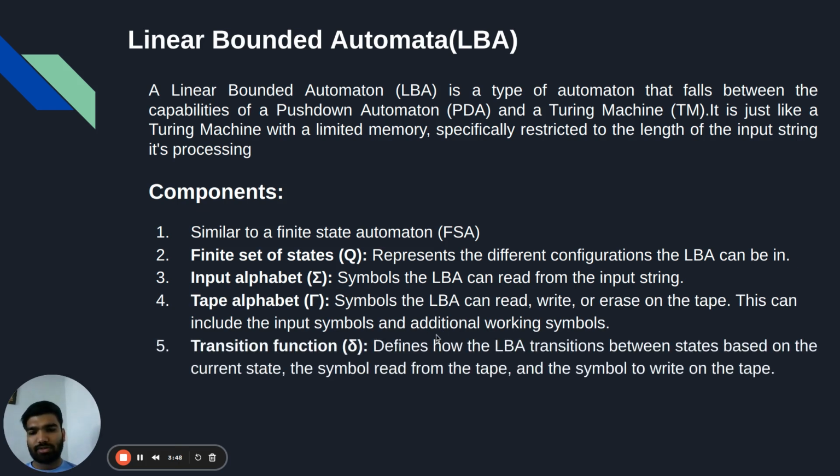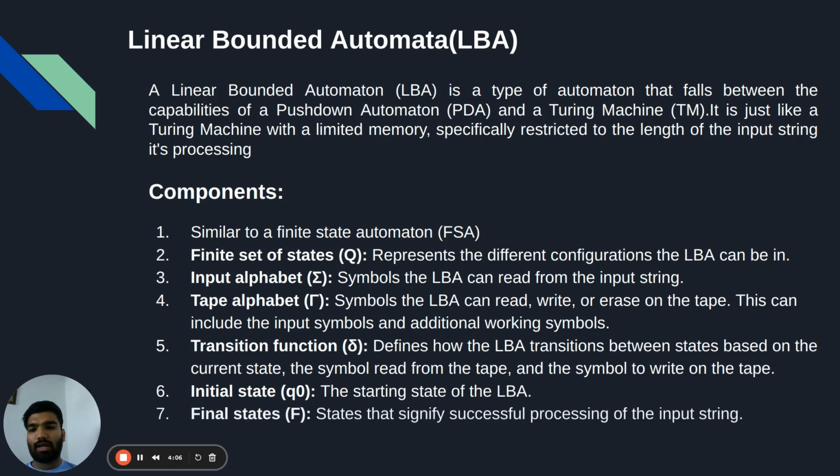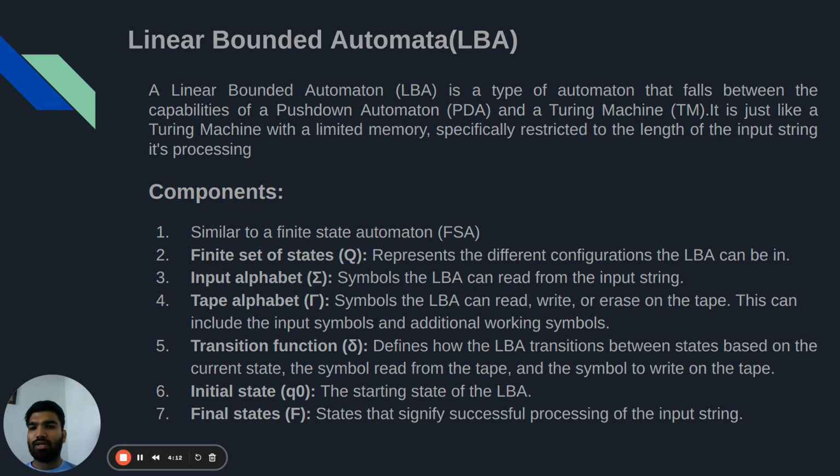Now the transition function delta defines how the LBA transitions between states based on the current state, the symbol read from the tape and the symbol to write on the tape. Then the sixth is the initial state represented by Q0. It is the starting state of the linear bounded automaton. Then the last is the final state, which signifies successful processing of the input string.